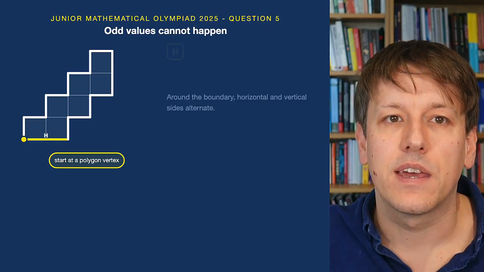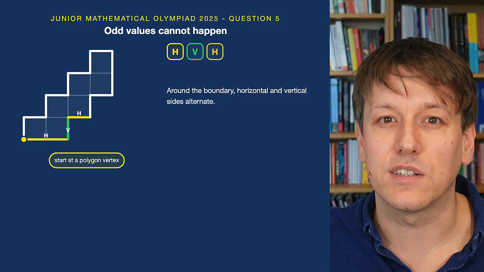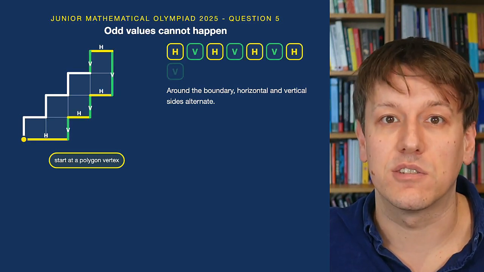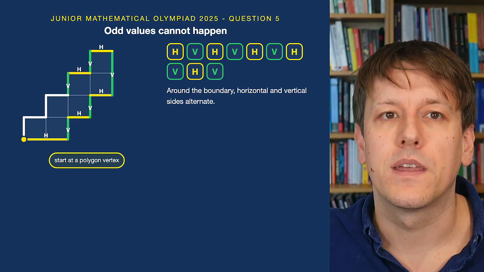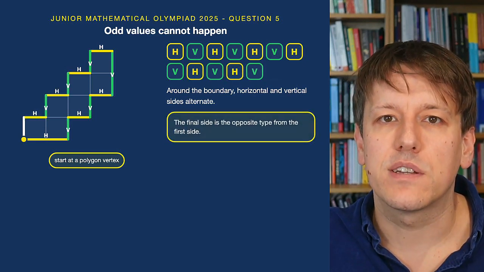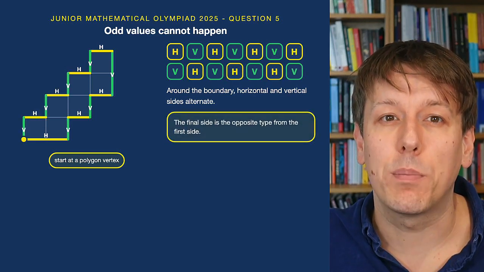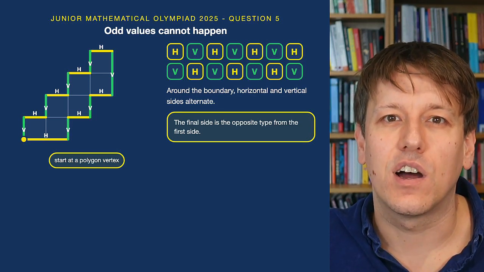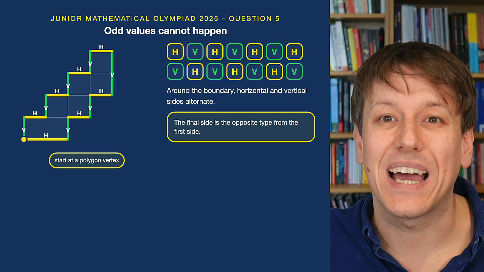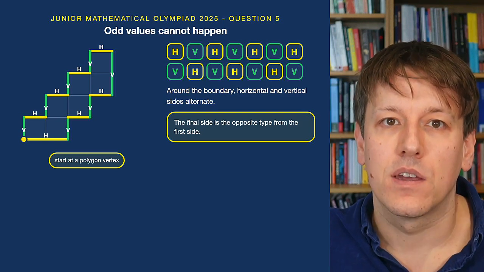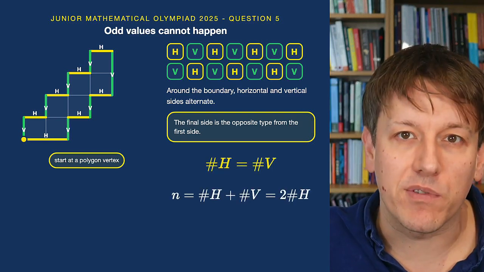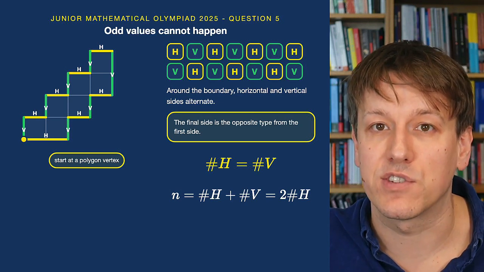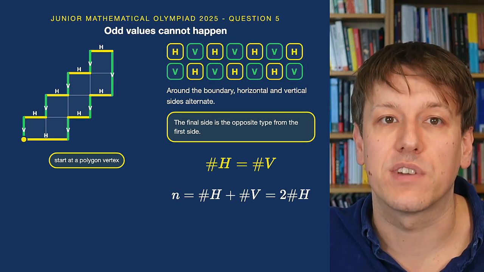Now travel around the perimeter, the outside boundary of the polygon, from side to side until you return to where you started. Every side is either horizontal or vertical, and as you go around the polygon, these types alternate: horizontal, vertical, and so on. The final side before you return to the starting point must be the opposite type from the first side. So the alternating list of sides has to have an even length. Equivalently, there are the same number of horizontal sides as vertical sides, so the total number of sides is twice the number of horizontal sides, and therefore the total number of sides is even.